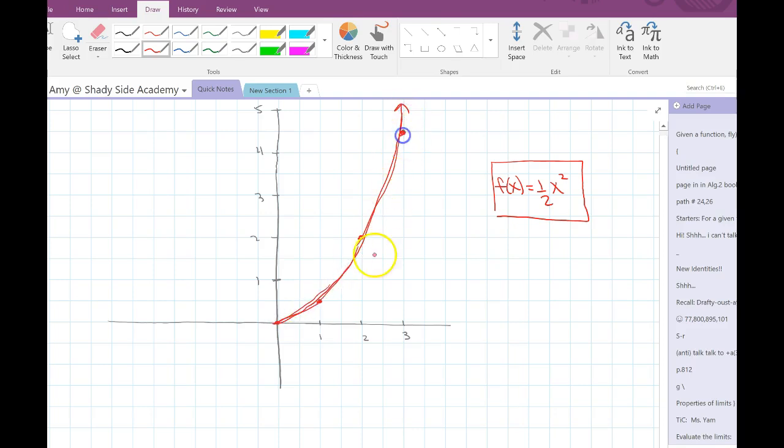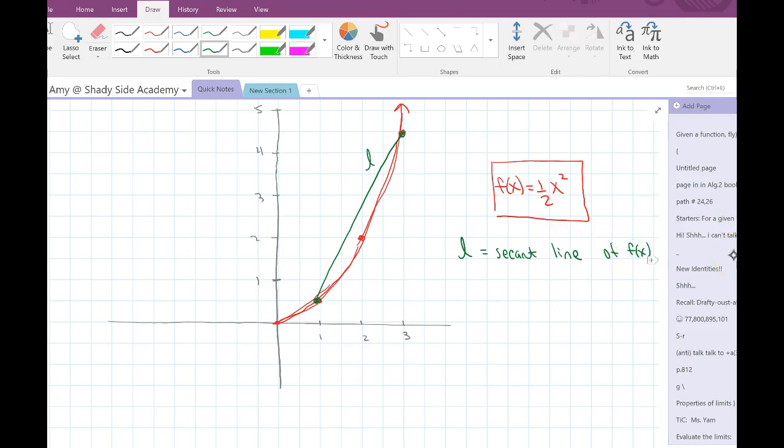Okay, so a couple things. If I ask you to find the slope of this line right here, this green line is called a secant line. Okay, I'll call this L. So L is called a secant line. It's a secant line of f of x.